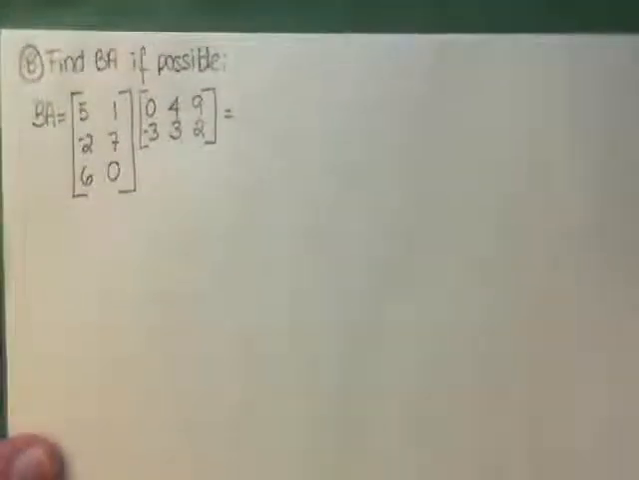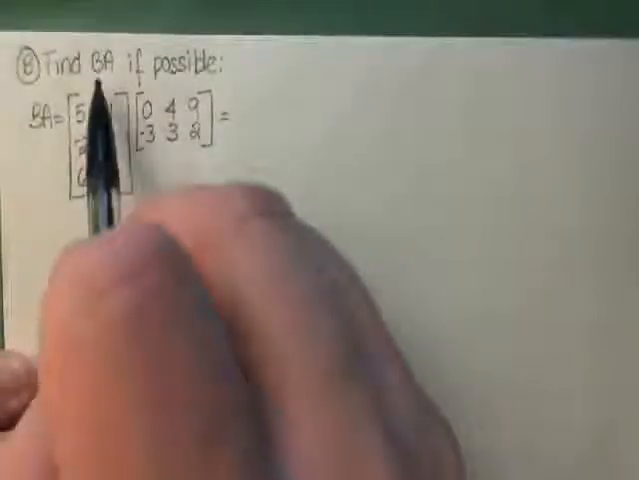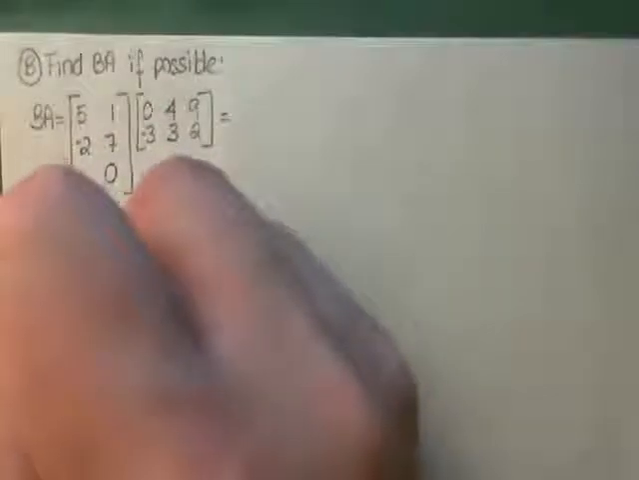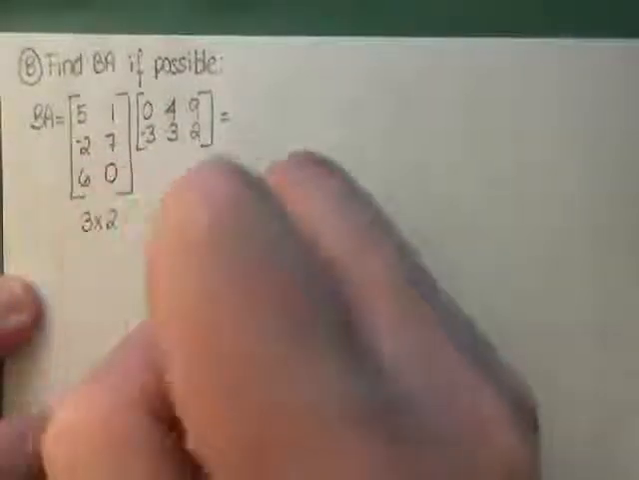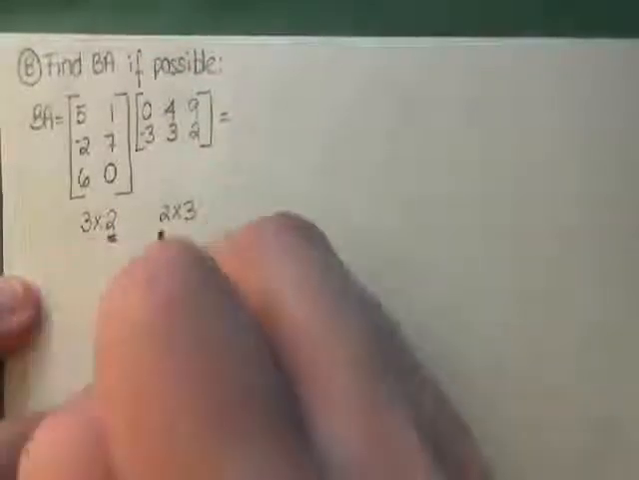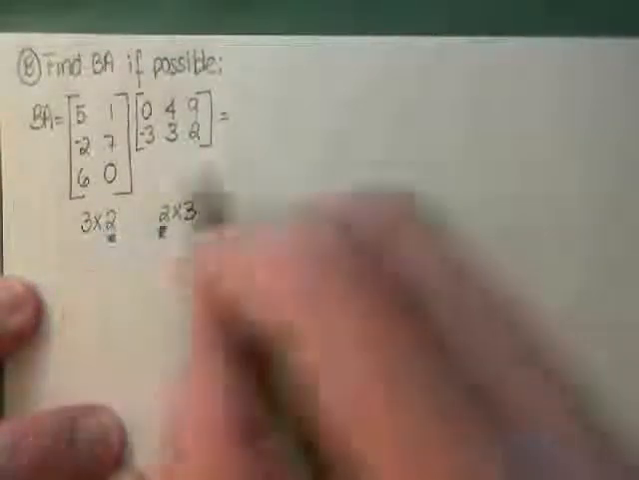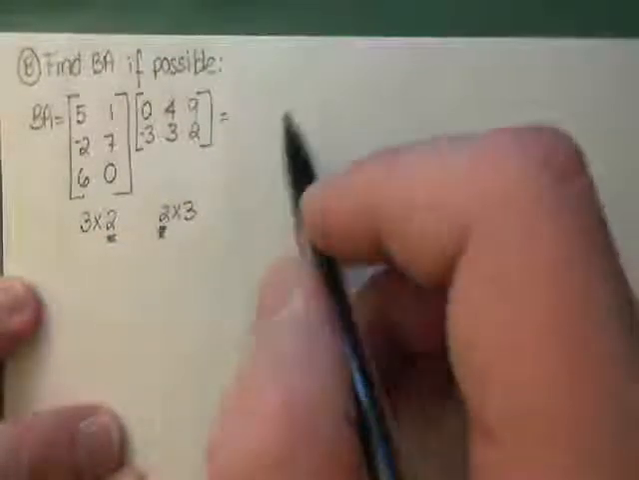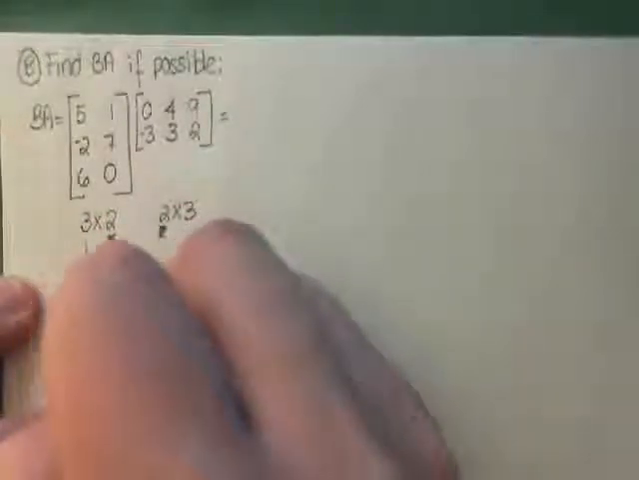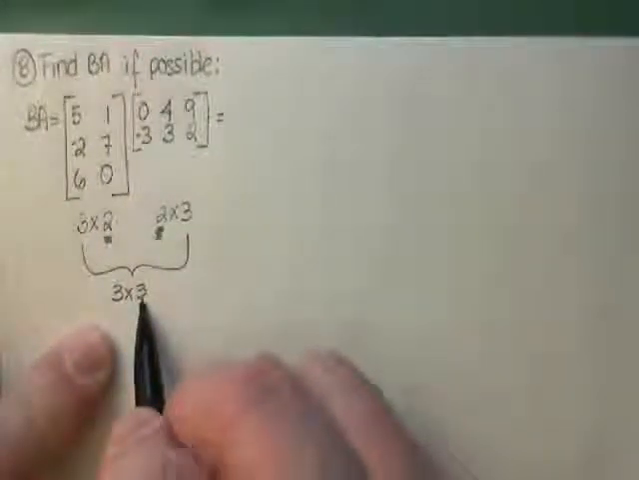Alright. Here's example letter B, or the second example, and we'll multiply B times A if possible. Again, you want to check the dimensions. So 3 by 2, and this is a 2 by 3. If you notice, the inside numbers are the same, so that means I can multiply. If these numbers were different, all you have to write is not possible. Also, by doing this, we see that our answer is going to be a 3 by 3. In other words, the outside numbers are going to be our answer.